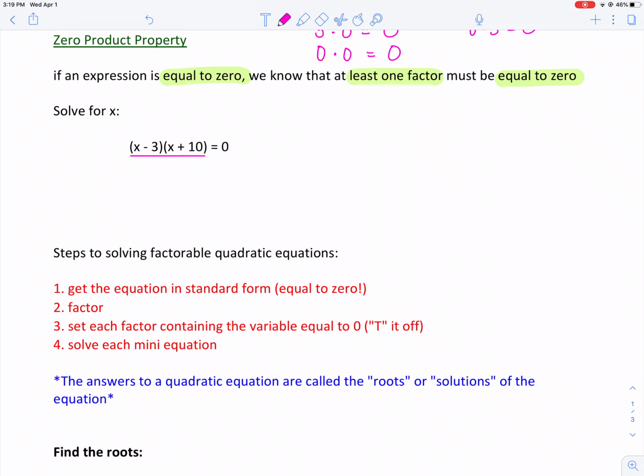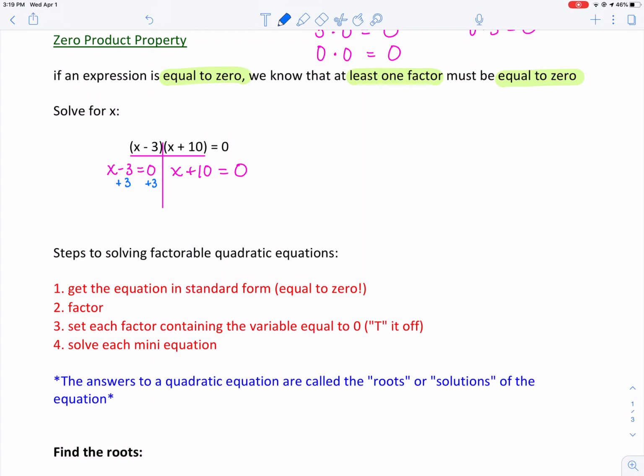So what you are going to do is take each factor, and I set up what I call what looks like a T, right? Doesn't that look like the letter T? Take each factor, x minus 3 and x plus 10, forgot my 0, and set them each equal to 0. Because I know at least one of them has to be 0. Now this is just two little mini equations. If I wanted to solve this equation on the left-hand side for x, I would just add 3 to both sides. Does everybody see that?